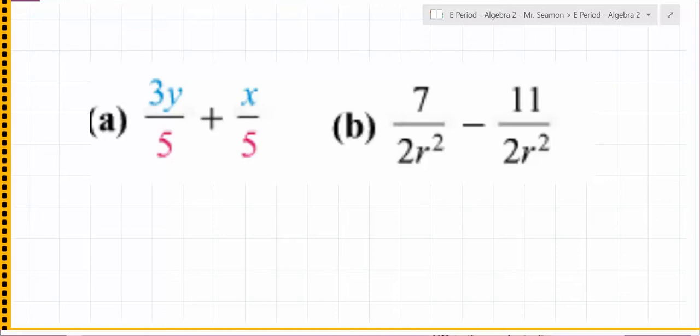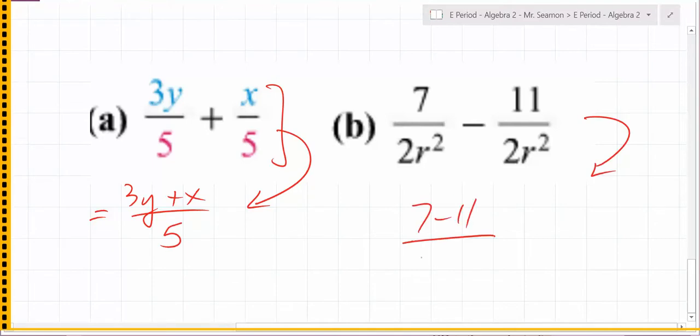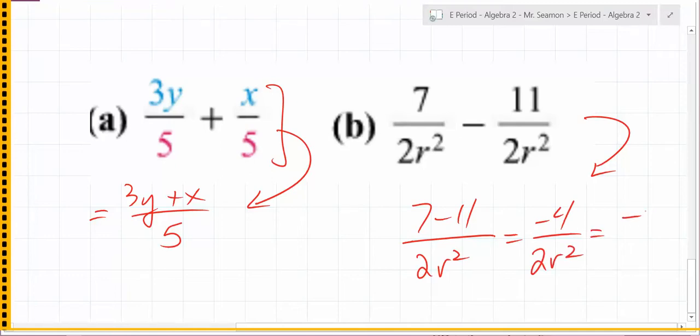Does the math change? No. You already have common denominators. So what's this one going to equal? 3y plus x over 5. What about this one? 7 minus 11 over what? Which is negative 4 over 2r squared. Can we simplify that a little bit? Yeah, it's going to be negative 2 over what? r squared. So nothing really changed. We already had a common denominator.